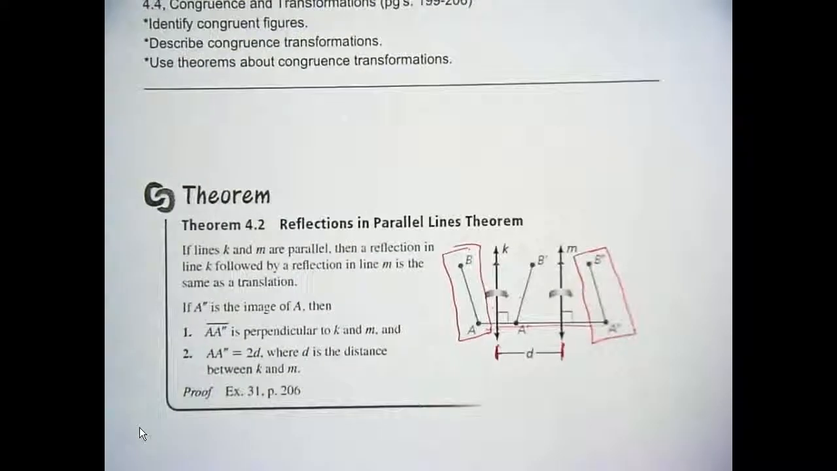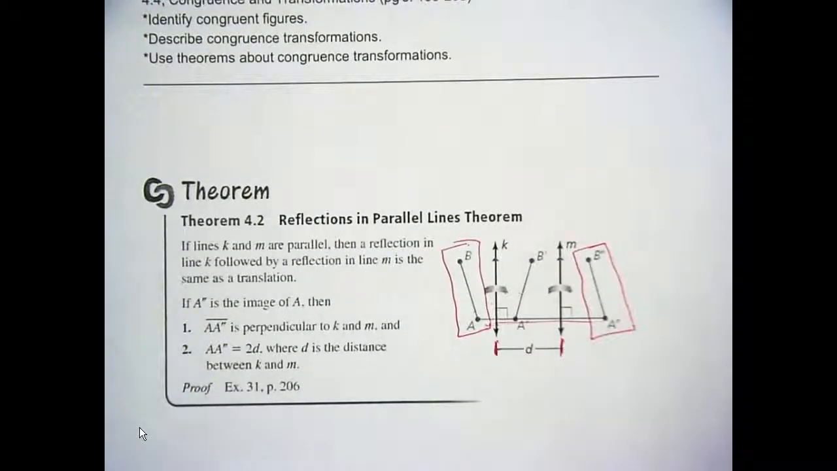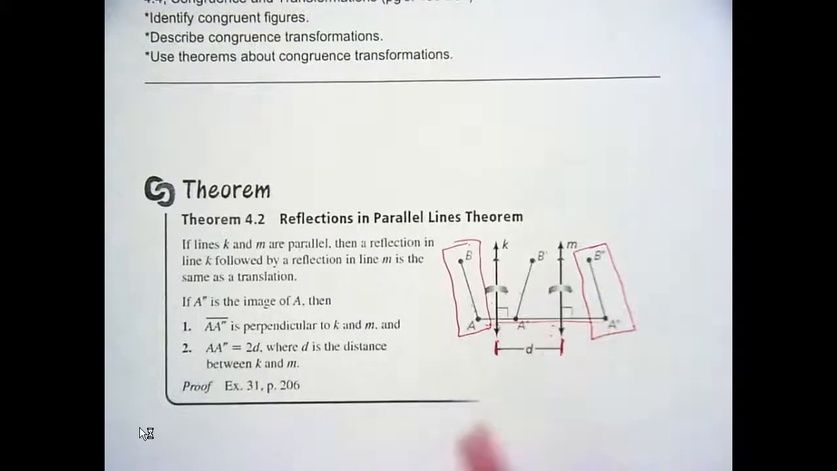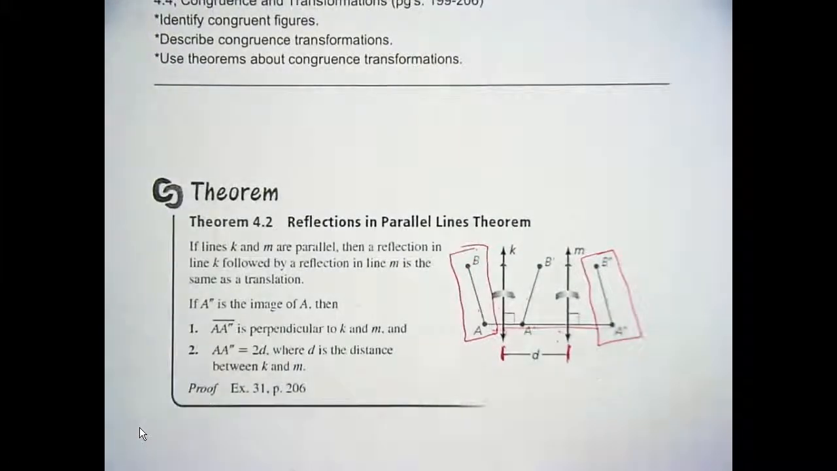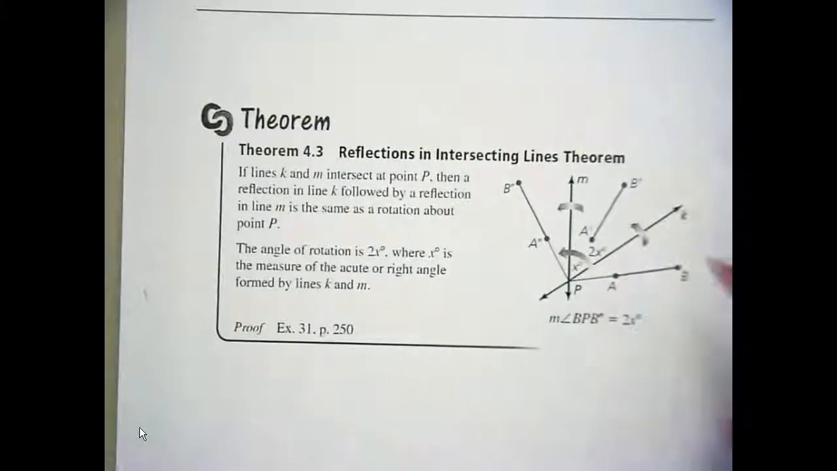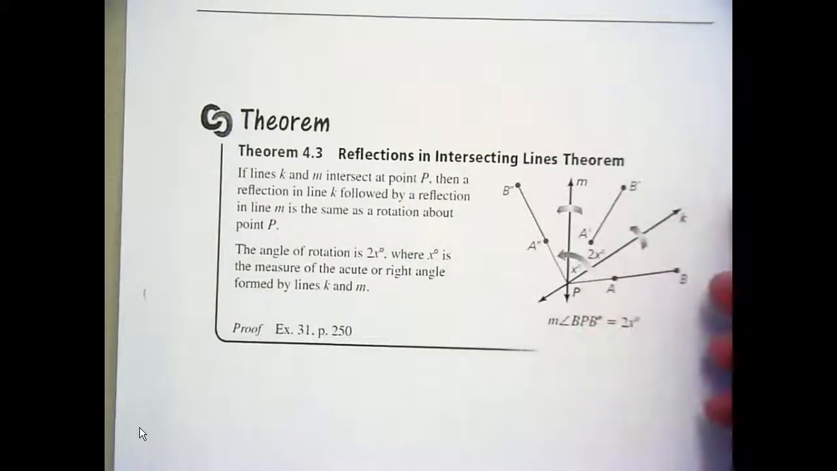And that's really what Theorem 4.2 is stating. Okay, so this distance from here to here is twice the distance of the length between the parallel lines. Okay, Theorem 4.3 talks about reflections in other lines. Now these lines, M and K, are intersecting.